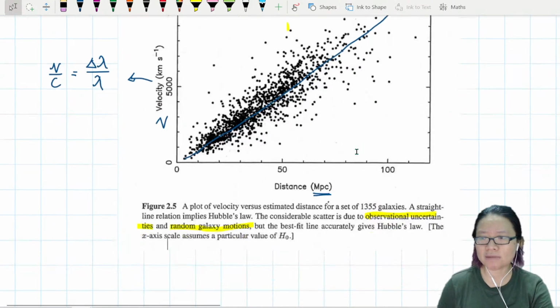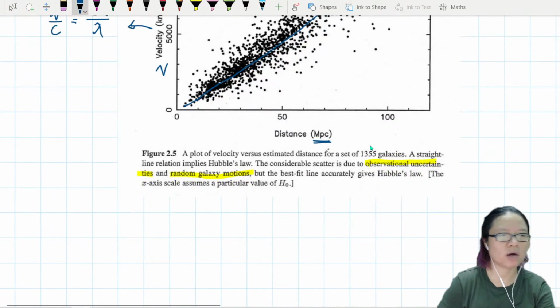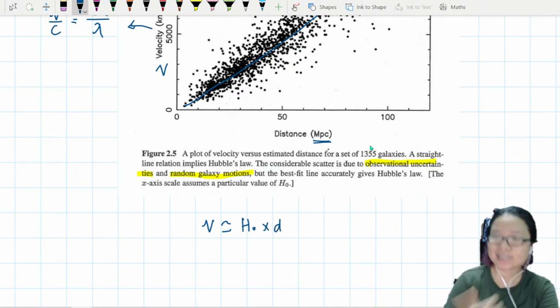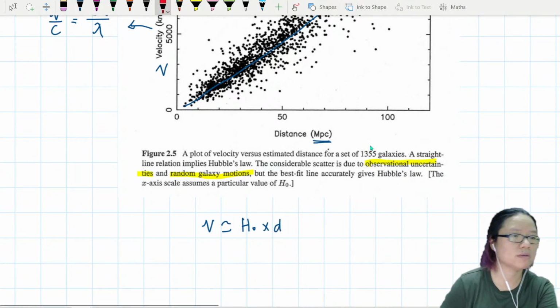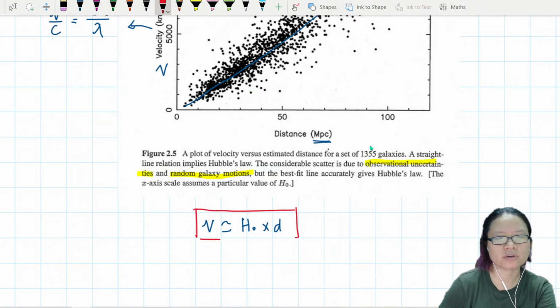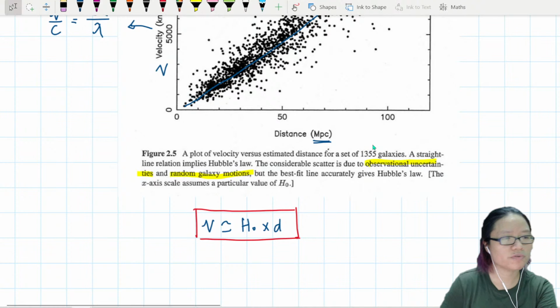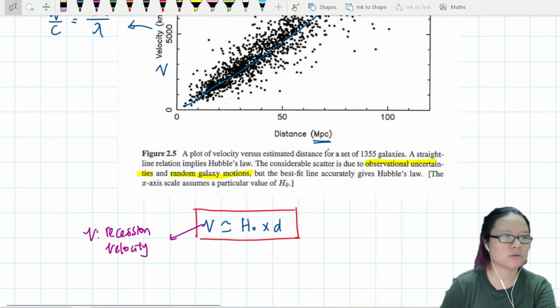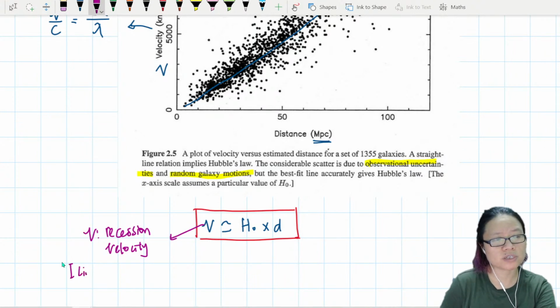But since it's a straight line, we can actually write out the equation that v, which is the y-axis, is approximately equal to H0 times d, where d is the x-axis, the distance. So I'll label this one, you need to remember because it's not given. Okay, so v here is what we call the recession velocity. And how do we find the recession velocity? We use the line spectra plus Doppler.